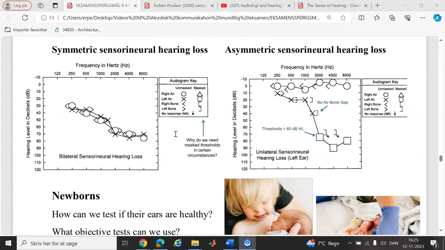And then we have asymmetric sensorineural hearing loss. There's a difference between the right ear and left ear, and also some masked left ear. When there's a crossed left ear and left bone, if they are at the same level, for instance, then we have no air-bone gap.